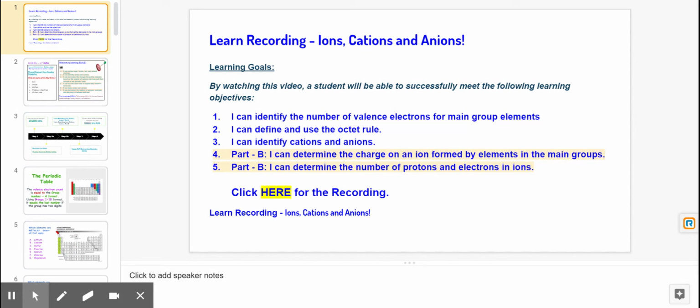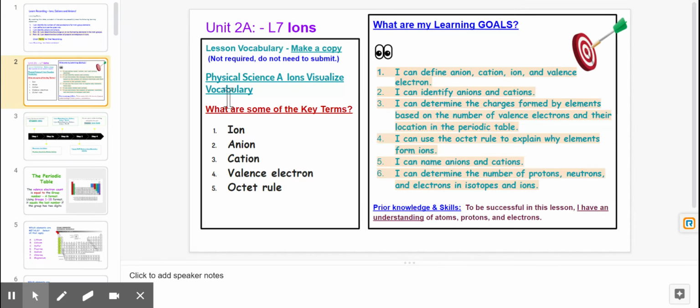I can determine the charge on an ion formed by elements in the main groups. I can determine the number of protons and electrons in ions. We will also add, I can name cations and anions, because that's also on our lesson objective list. Number 5 says I can name anions and cations, so we will add that to our goals on slide 1.